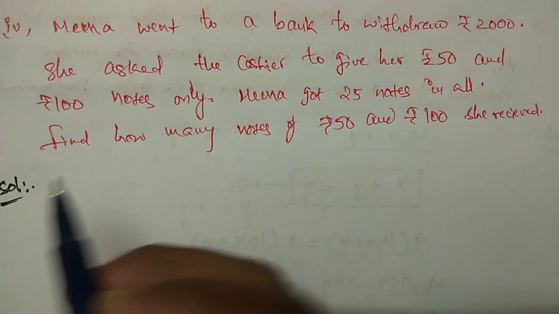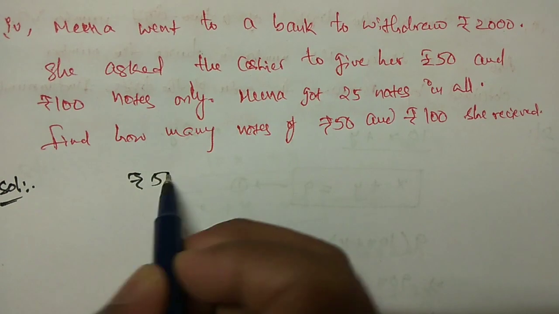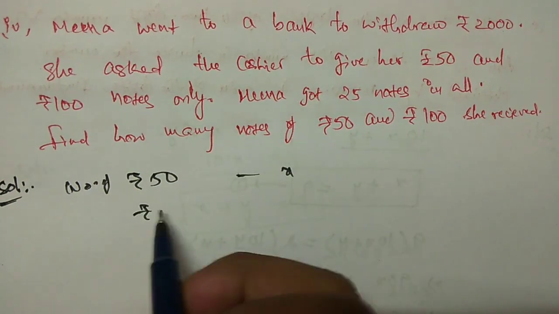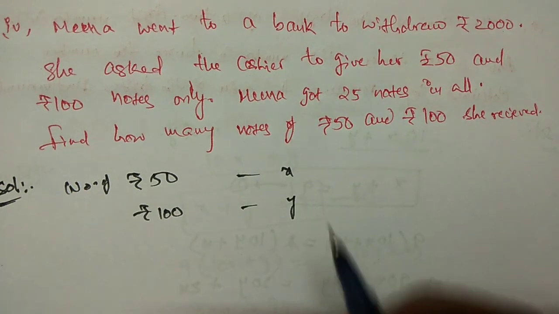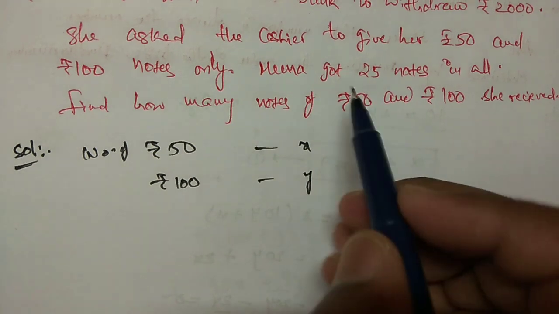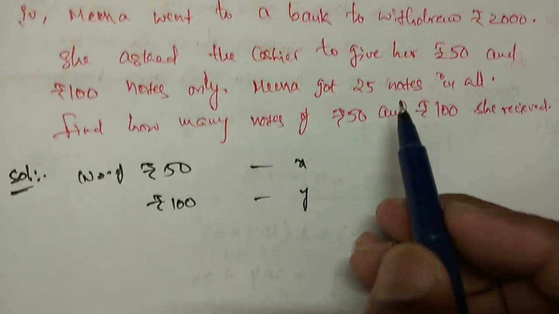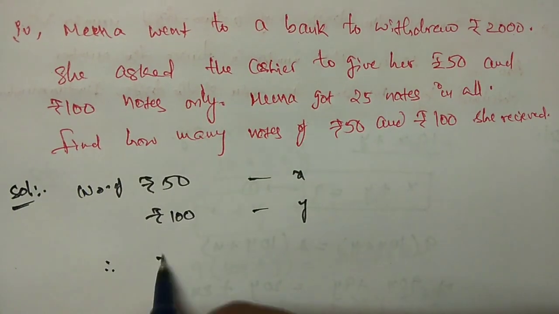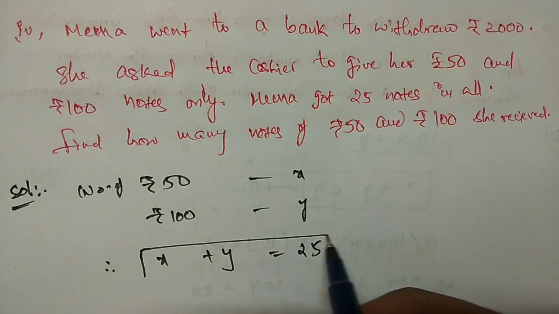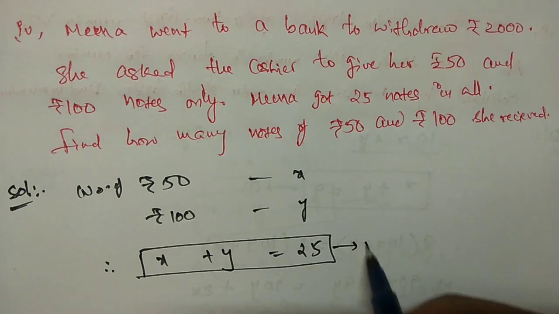So let the number of 50 rupees notes be x and the number of 100 rupees notes be y. Meena got 25 notes in all. Therefore x plus y equal to 25. This is equation 1.